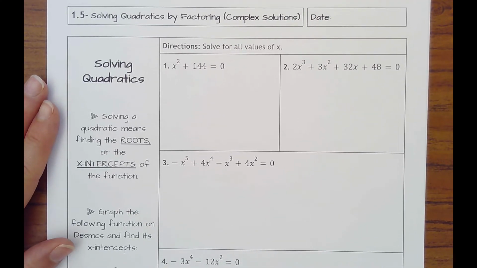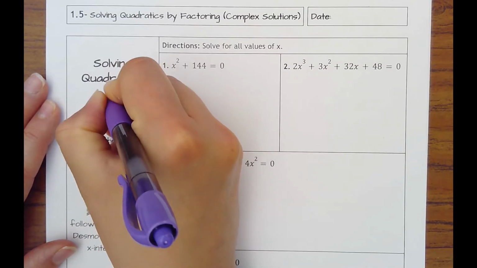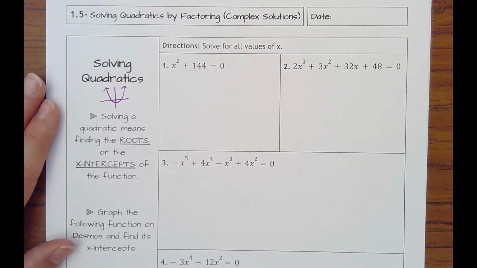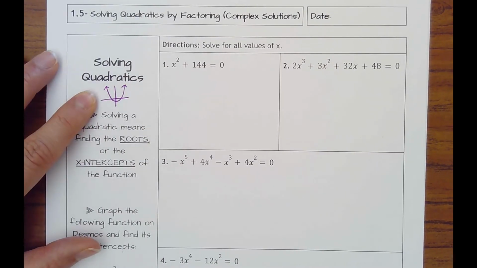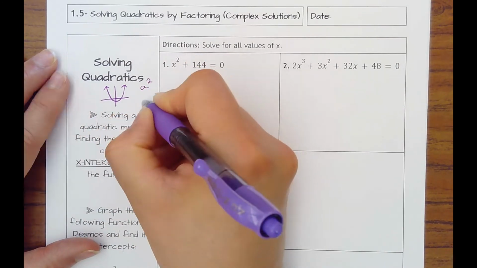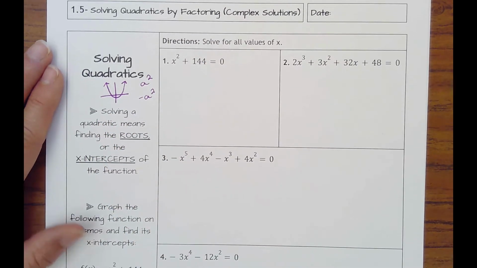First of all, a quadratic makes this shape, remember, called a parabola, or a U shape. It opens up like a smile if the first term, the x squared, is positive. But if it was a negative x squared, then it would be opening down.